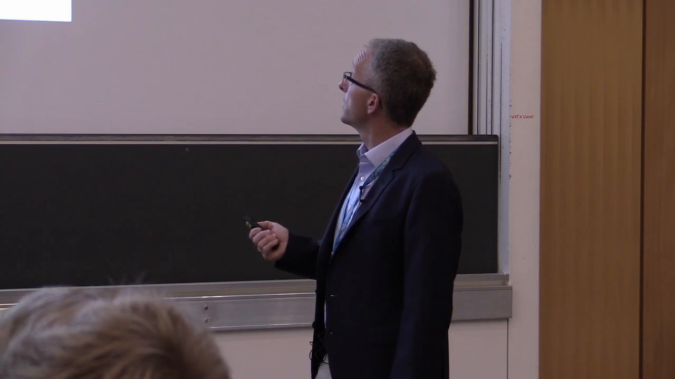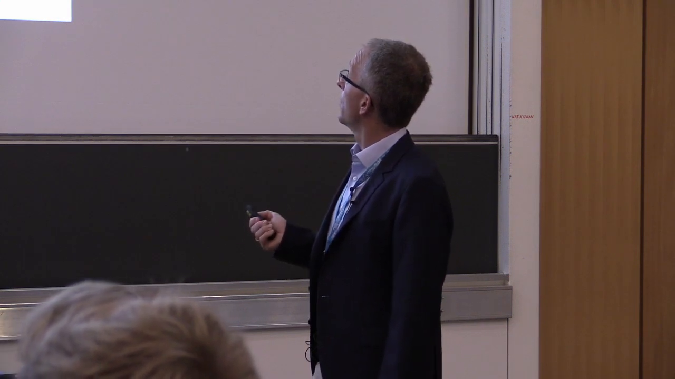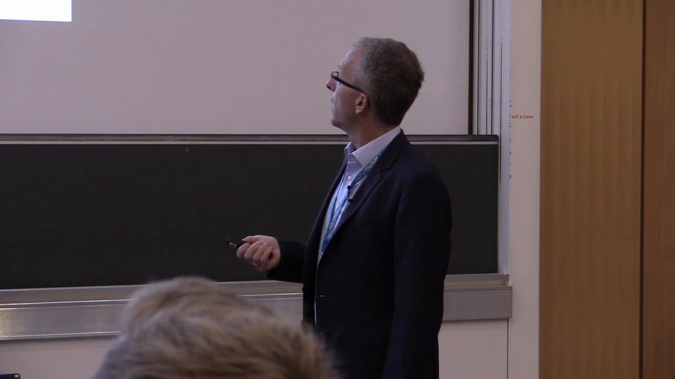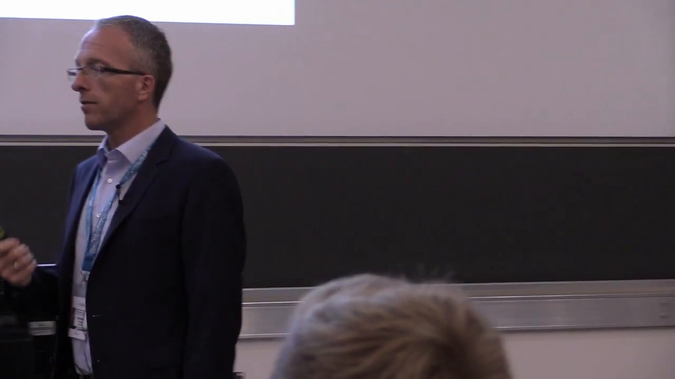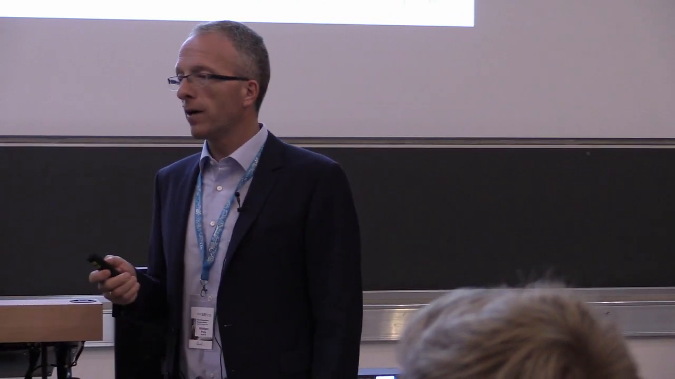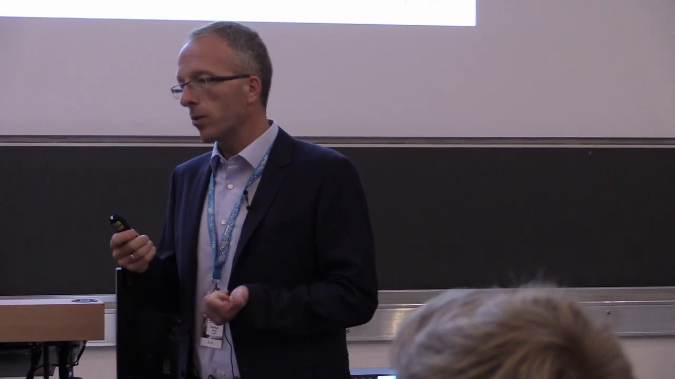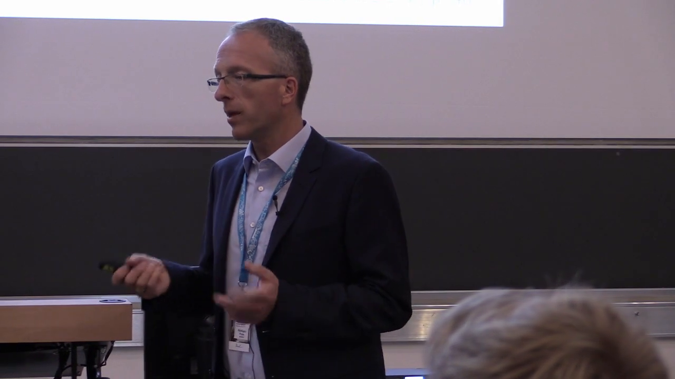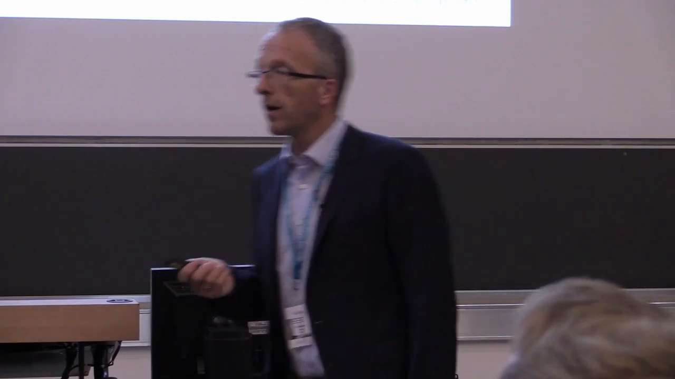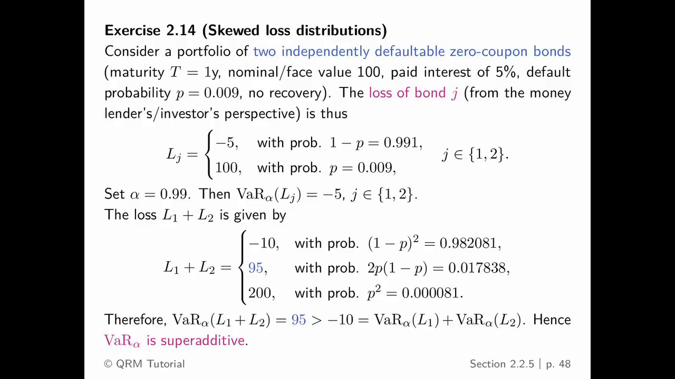Because 1 minus p is the survival probability, and that's 0.982. The loss can be 95. That's if one bond survives, and we make a profit of 5, and the other one defaults. So on the defaulting one, we lose 100. On the other one, we make a profit of 5, so the loss is 95. The probability of that is p times 1 minus p, and there are two scenarios, so it's 2 times p times 1 minus p, and 200 if both default.